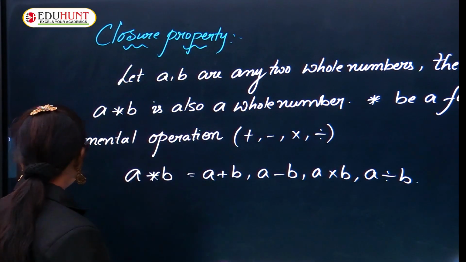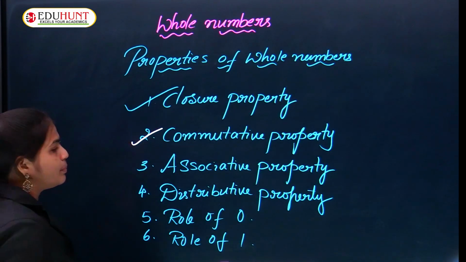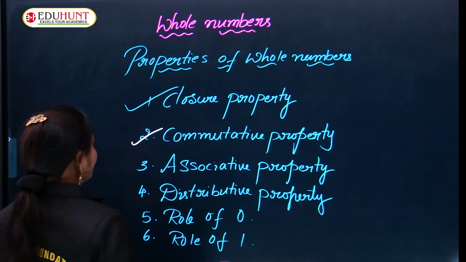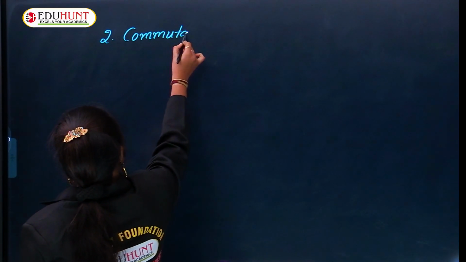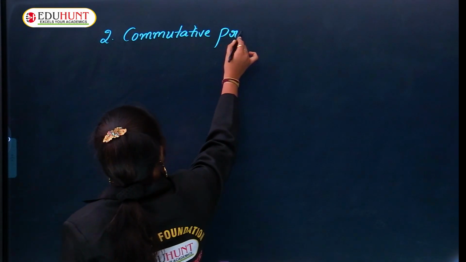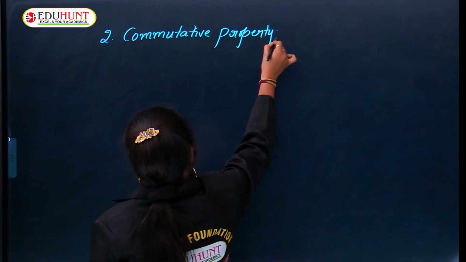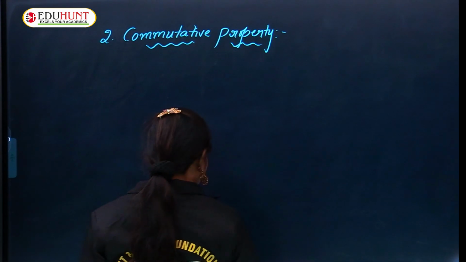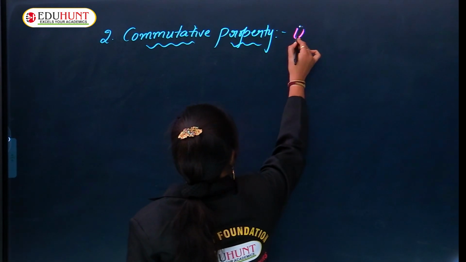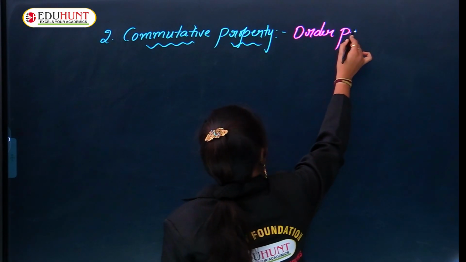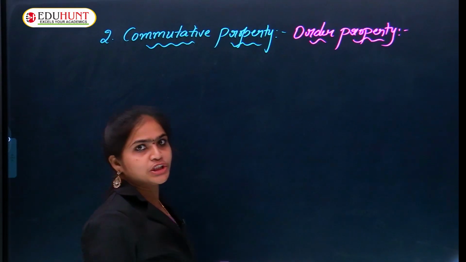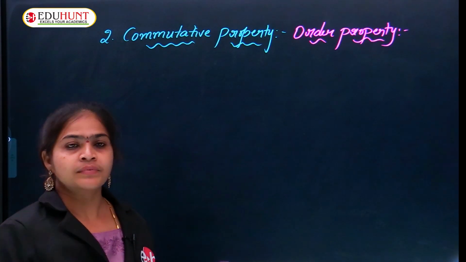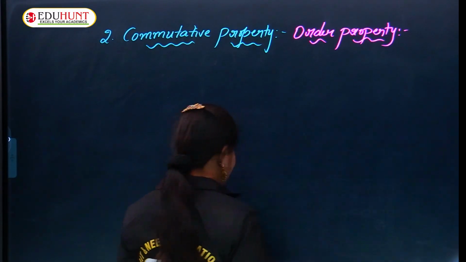After the closure property, which property is there? That is the commutative property. Commutative property has another name also, that is the order property. Another name of commutative property is order property. By seeing the name only, I think you got that clarification: order property, which means order. By changing the order also, we will get the same result.